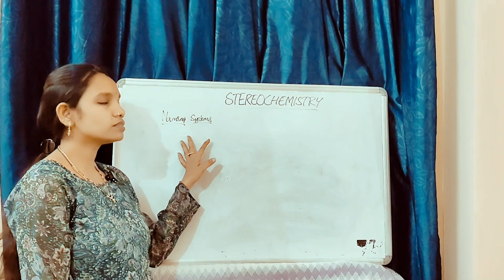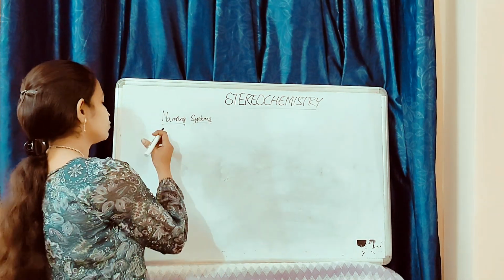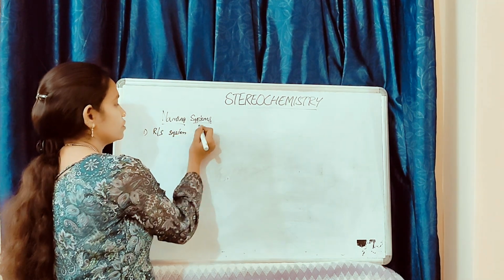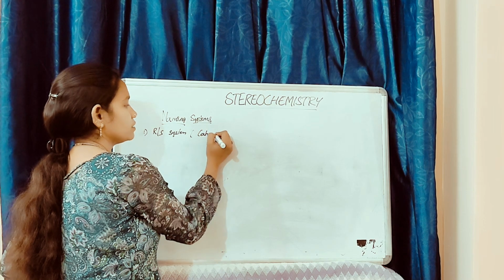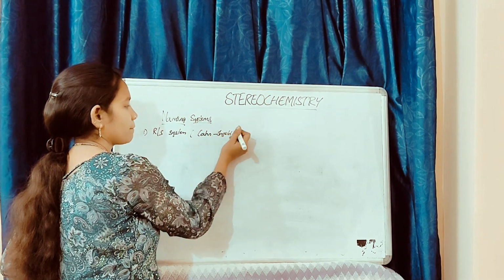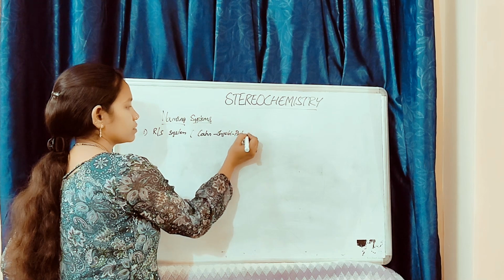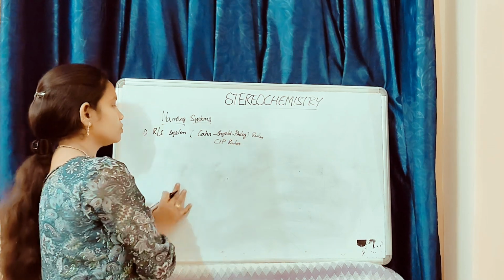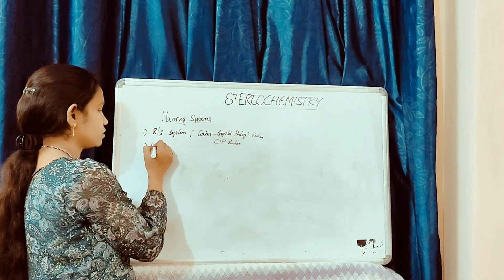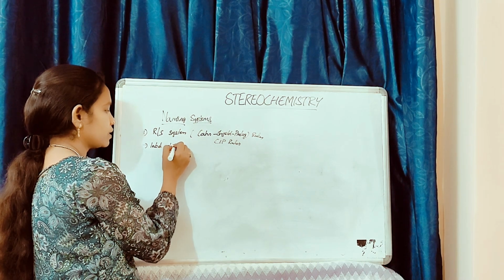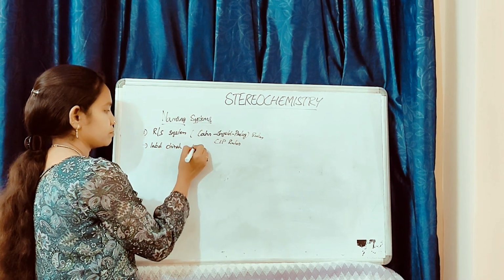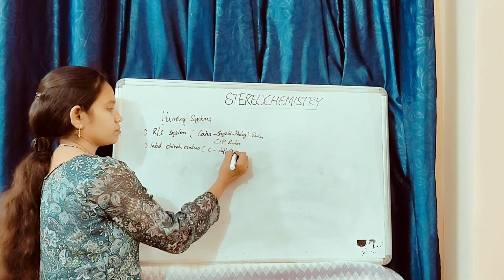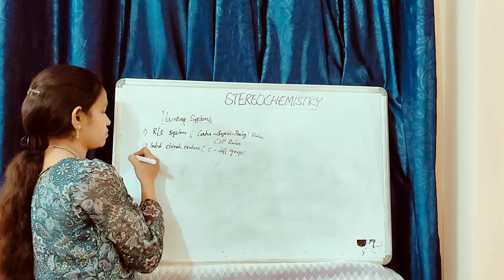Next it is naming systems. Here we use these naming systems to describe what? Stereochemistry. So first is the R-S system. According to Cahn, Ingold, Prelog rules, CIP rules in short, first we have to label chiral centers. Means carbon attached to different groups.